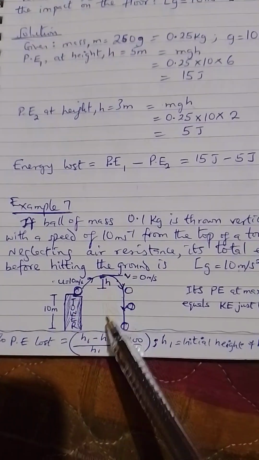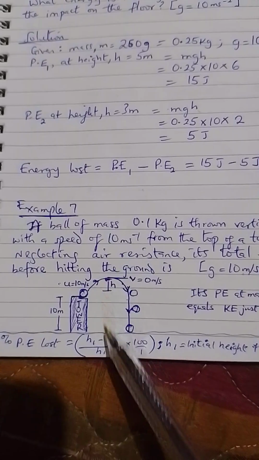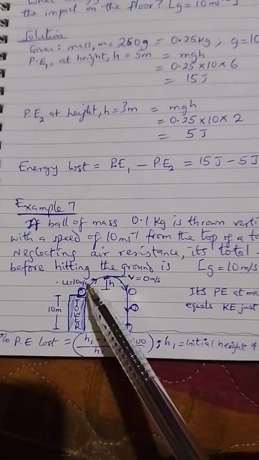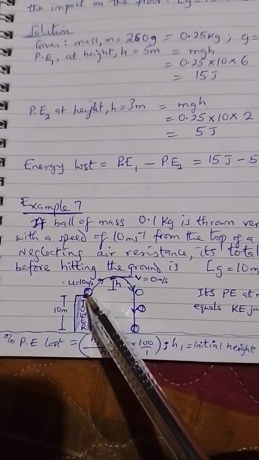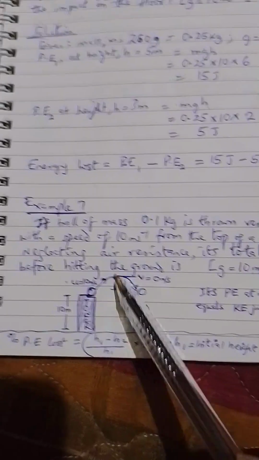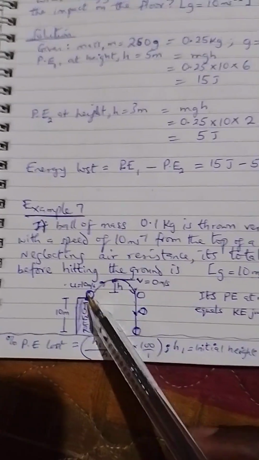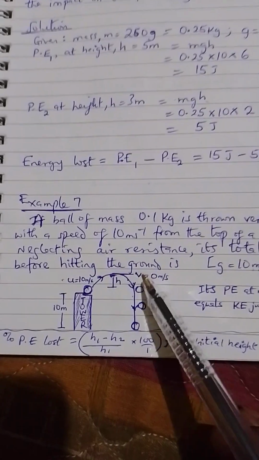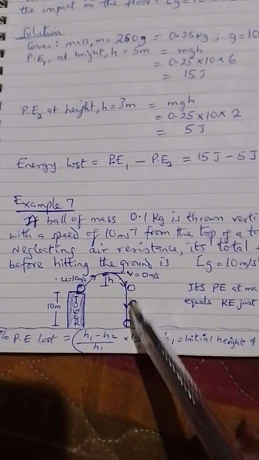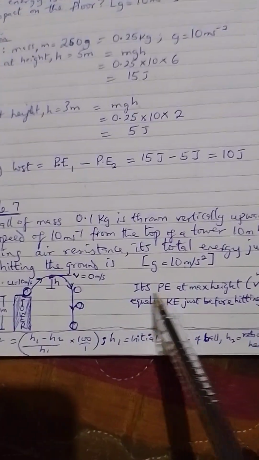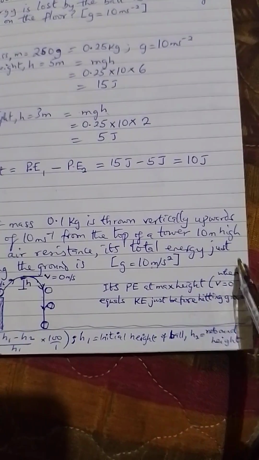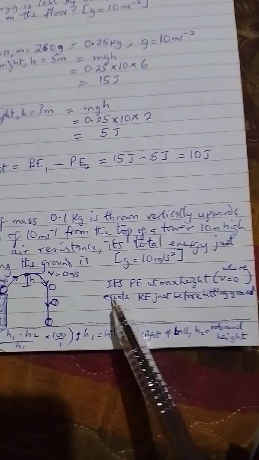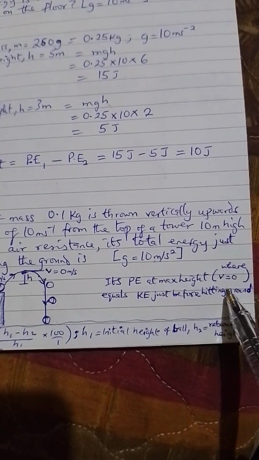The reason is that gravity is pulling all objects, slowing all objects that are moving against it. So the ball is going up, moving against gravity, which is pulling down. The ball keeps slowing down till it gets to this maximum height and stops, v equals 0, before it begins to descend. So its potential energy at maximum height, where v equals 0, equals its kinetic energy just before hitting the ground.